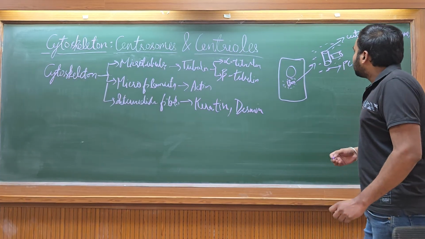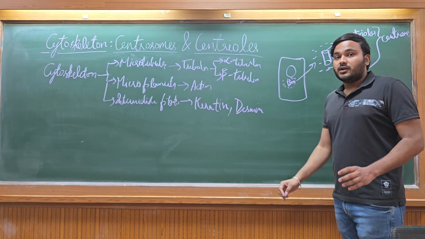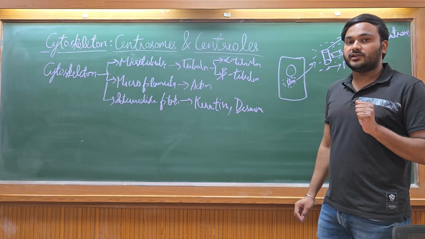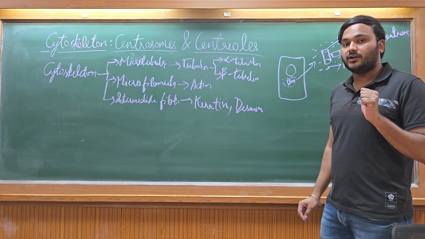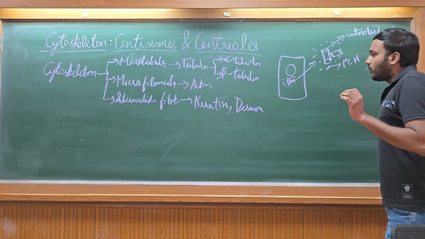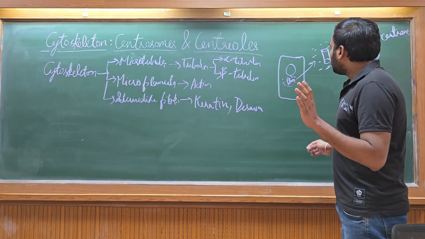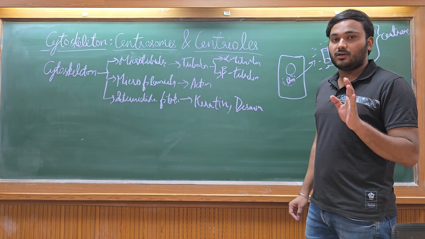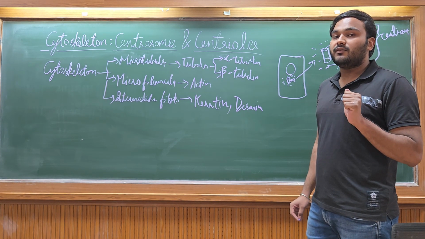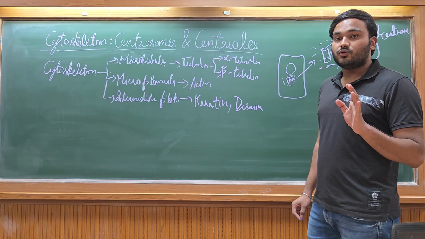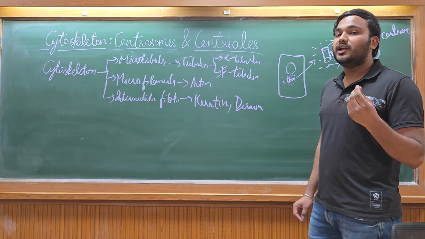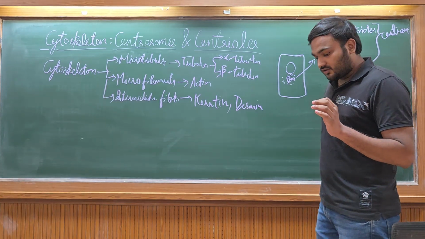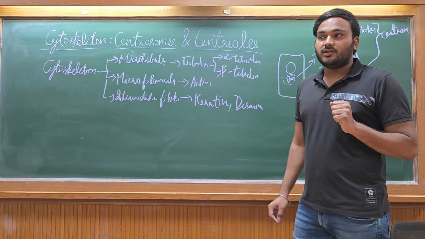Now, centrioles are present only in animal cells and in some lower plants. They are absent in higher plants. The function of centrioles is to form spindle fibers during cell division, and they also give rise to basal bodies, which ultimately give rise to cilia and flagella. So we say that centrioles are absent in plants.